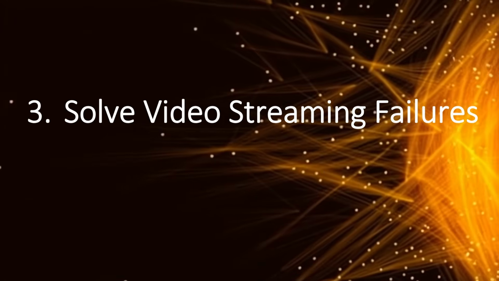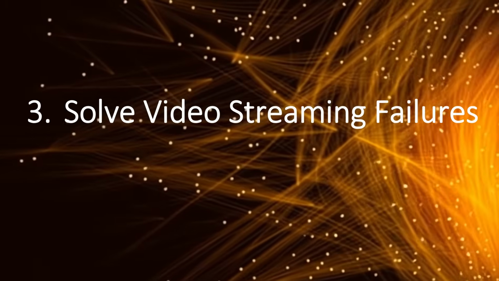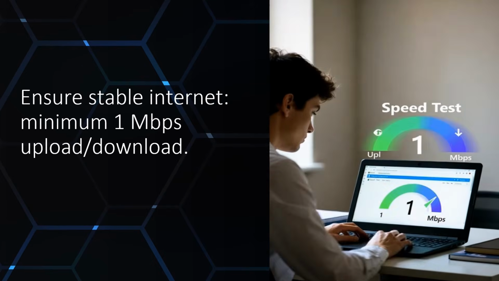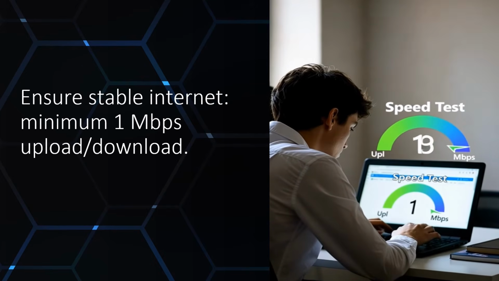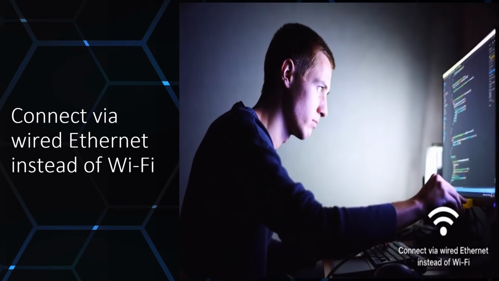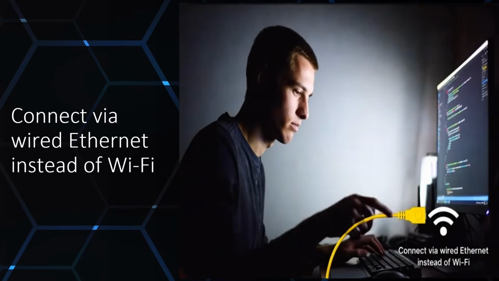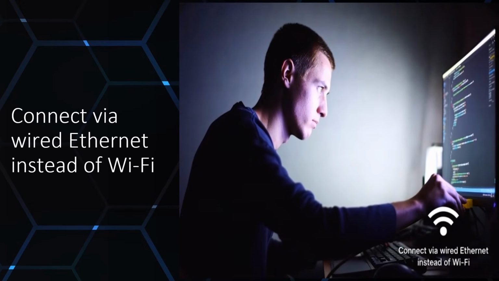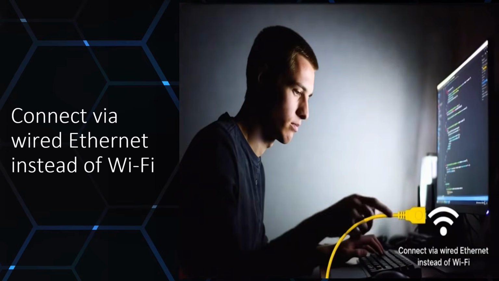Now the third one is to solve the video streaming failure issue. Friends, ensure a stable internet connection with a minimum of 1 Mbps upload and download speed. The next one is to connect via a wired Ethernet connection instead of Wi-Fi. So you can avoid the Wi-Fi connection. If you already have an Ethernet or LAN connection, then you can use this connection for your internet.